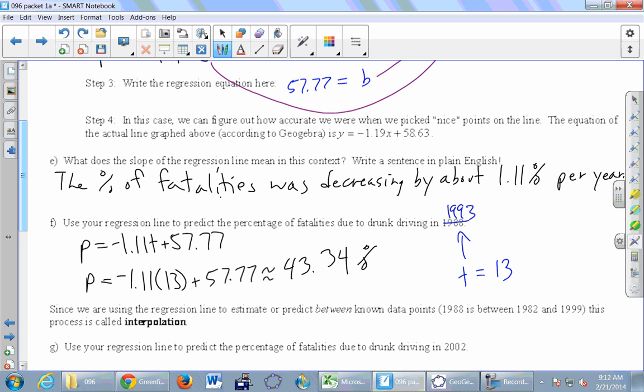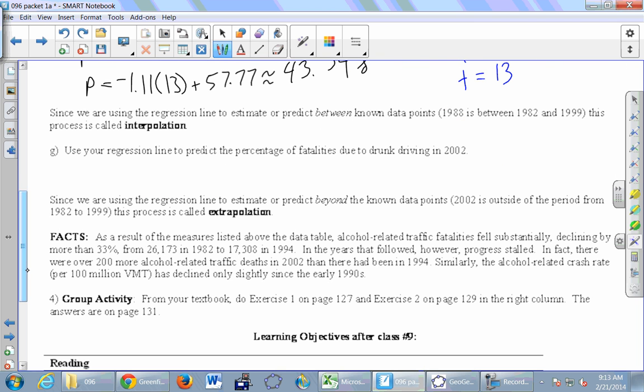Okay, since we used the regression line to estimate or predict between known data points, that is to say 1993, it wasn't in the chart, but it was between the ends of the chart, then what we just did is called interpolation. But if instead we wanted to use the line to predict what was happening in 2002, you see this is after the last piece of information in the chart. So this is something different. Interpolation is when you go between the known values. And our vocabulary word for going outside the values is extrapolation.